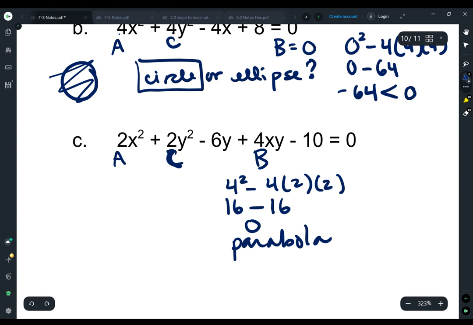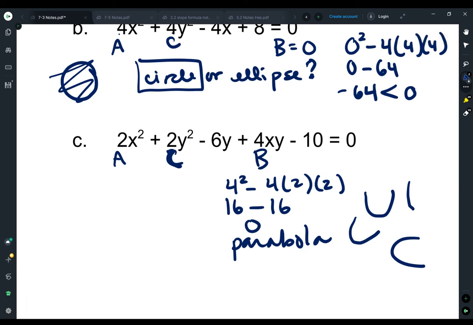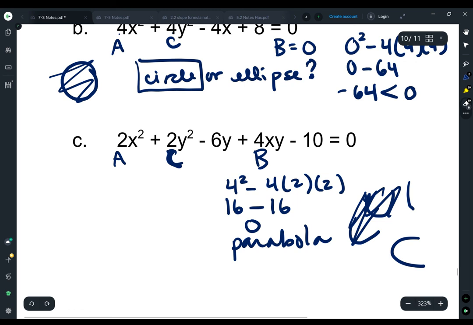Which is kind of wild, right? Because we're not used to having a parabola with this x squared and y squared. But again, these are tilted. It's not going to be a parabola that's like this or like this. It's even hard to draw tilted. Because they're tilted, they're just really weird equations and we can't look at them, so we need other methods to figure this out.